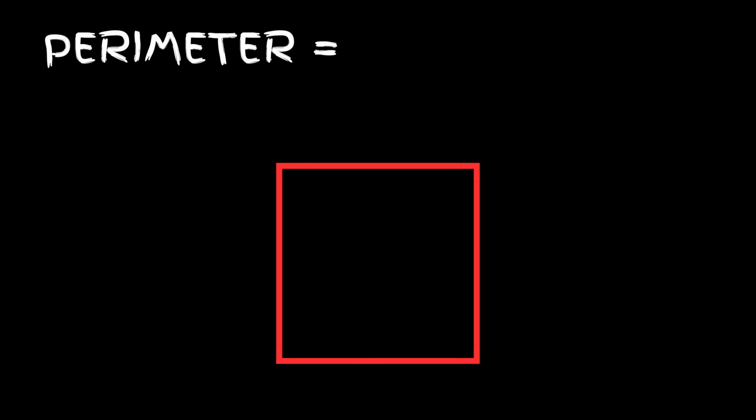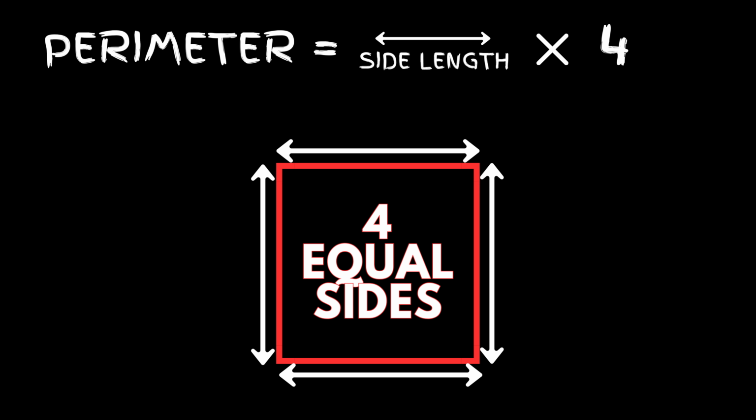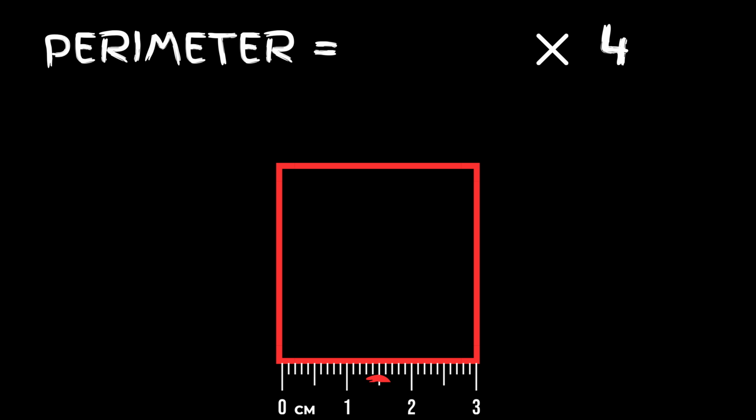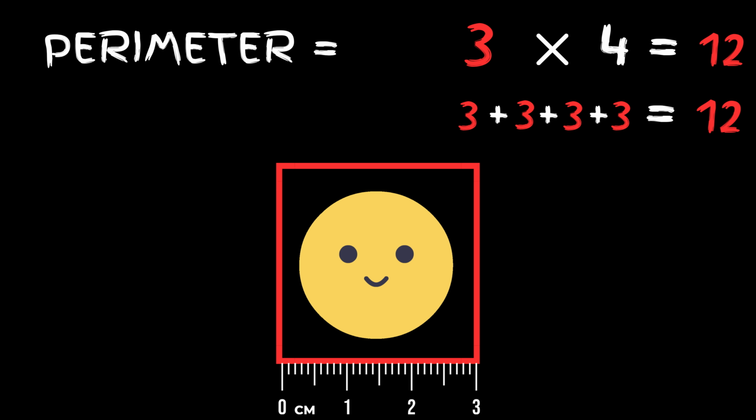You can also use a shortcut using multiplication. If we know a square has 4 equal sides, then the perimeter would be the side length times 4. So, for this example, if the side length of this square is 3, we will multiply 3 times 4 because there are 4 sides. Multiply 3 by 4 and you'll get the perimeter of 12 units. If we were to use the addition method, which would be 3 plus 3 plus 3 plus 3, we'd get the same answer. 12 units. Boom. That's not too hard, right?